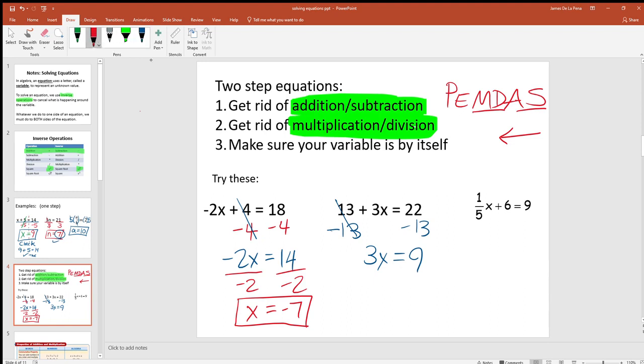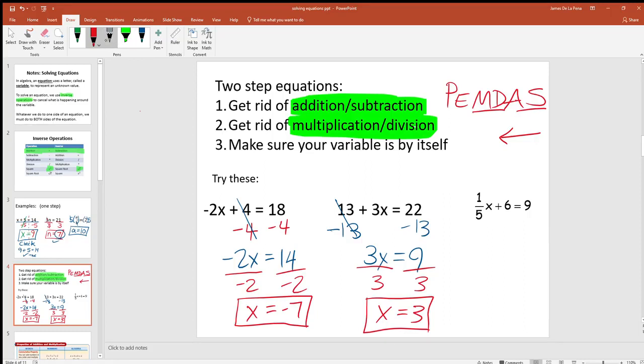Now we've got 3x equals 9. Divide by 3 on left and right. And we've got 9 divided by 3, which gives us 3. So again, 2 steps. First step is we get rid of the addition and subtraction. Then we have a new equation we're going to solve. In that step, we're going to get rid of multiplication and division. And at the very end, just make sure our variable's by itself and make sure that our answer makes sense.